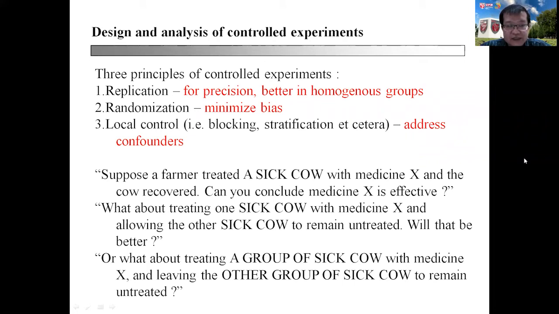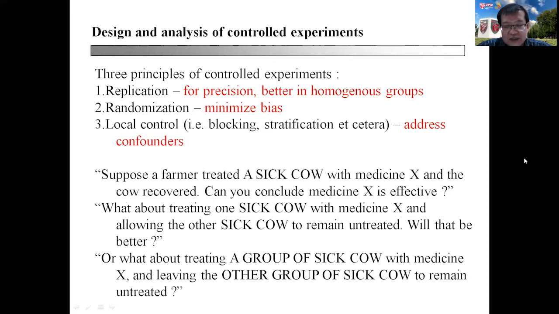Today we shall be looking at the design and analysis of control experiments. Before we begin to talk about control experiments, we need to understand the three principles of control experiments, which are replication, which is actually done for precision, and of course, precision is much better in homogeneous group. Secondly, will be randomization in order to minimize bias. And thirdly, to enable us to have local control.